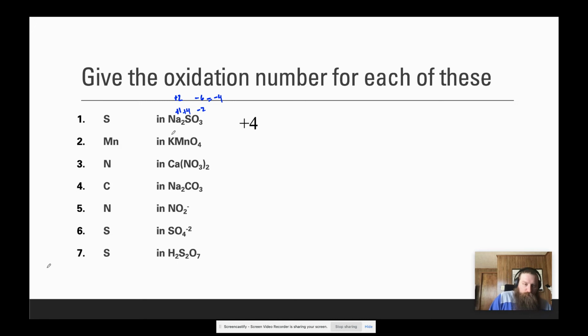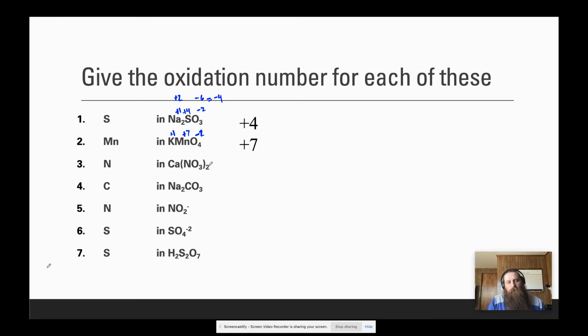KMnO4. All right. Well, K is +1. It's a group 1 metal. Oxygen's -2. So +1 -8 is -7. So manganese here must be +7. All right. Let's look at this one.